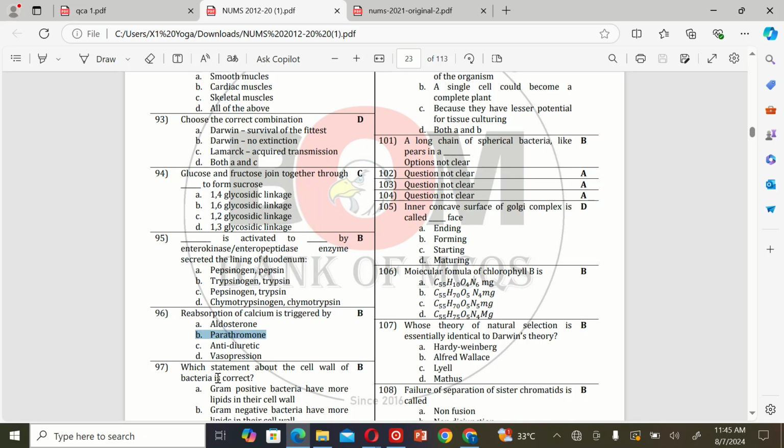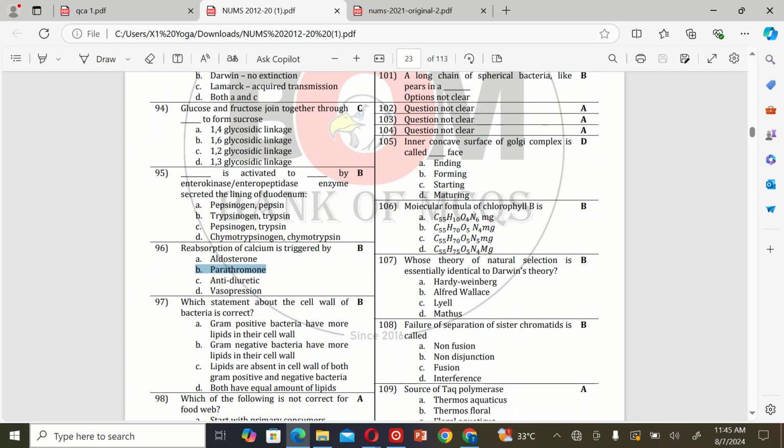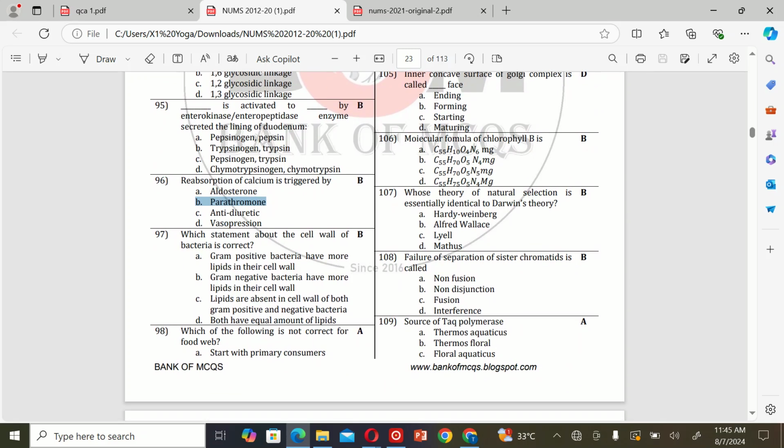The next MCQ is, which statement about the cell wall of bacteria is correct? A. Gram-positive bacteria have more lipids in their cell wall. B. Gram-negative bacteria have more lipids in their cell wall. C. Lipids are absent in the cell wall of both gram-positive and gram-negative bacteria. D. Both have equal amount of lipids. So the correct option is B.